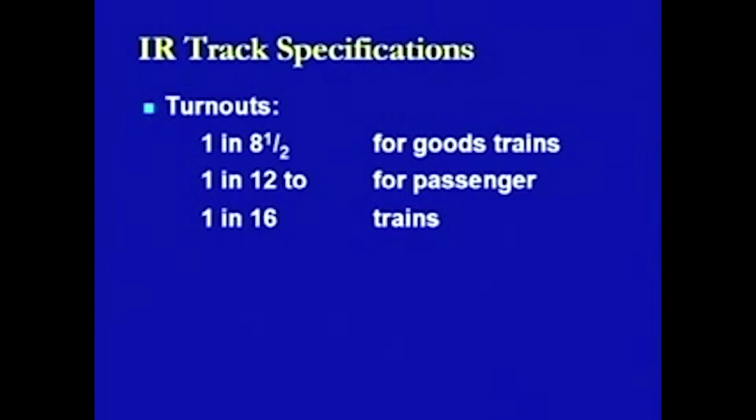It means there is an ease of turning and a comfort being maintained. And because in the case of passenger movement, more comfort, ease and safety need to be maintained, that's why we have 1 in 12 or 1 in 16 sort of turnouts.